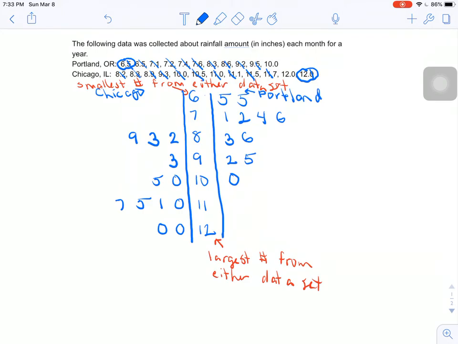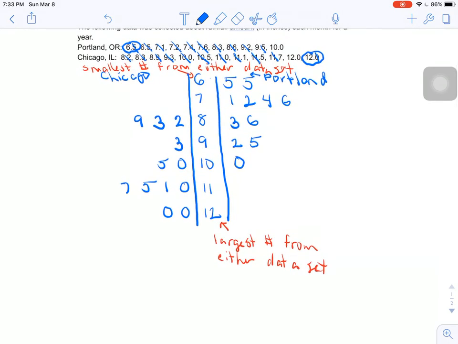So we are almost done with this. Like I said, we just need to give it a key. And since we read the two sides of the graph, the left side and the right side, in different directions, we actually need to give this graph two different keys to tell people how to read both sides. So I'm going to come over here on the Portland side.